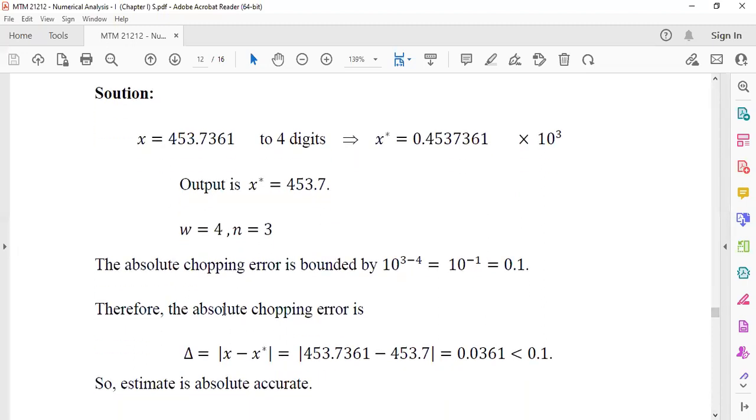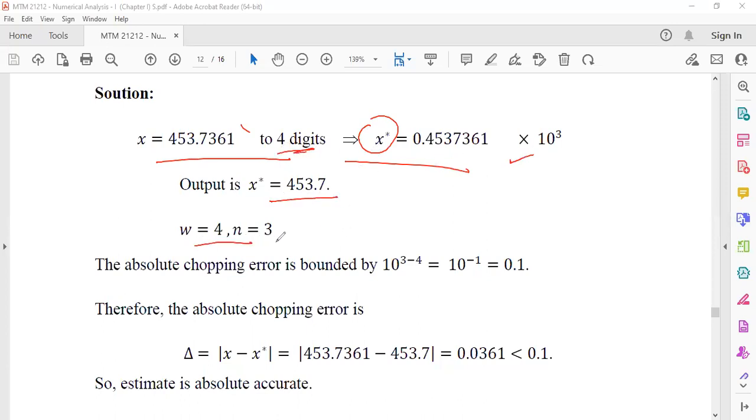So write nicely, like this is how you have to answer the questions. Write the solution the way it has been written. First of all, you have to write the question. The question is like this. This is a question from this. This is my floating point x star, and taking the 4 digits, the answer will be this one.